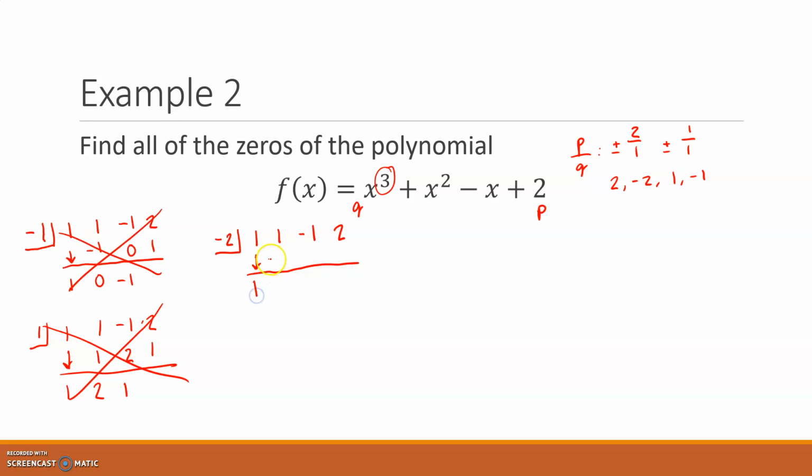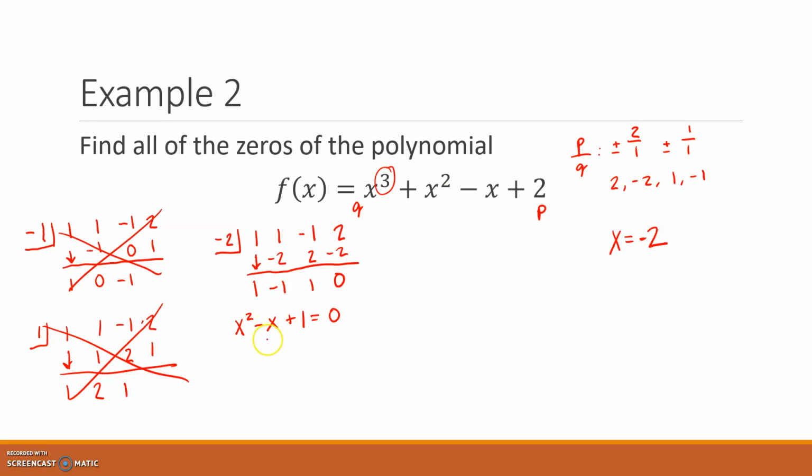So we get 1, -2. This would give me -1, +2. That would give me 1, -2. Hey, there we go. Got a remainder of 0. So that means that one of my zeros is -2, excuse me. I plugged in -2. Now, when I write my polynomial, I get x squared minus x plus 1 equals 0.